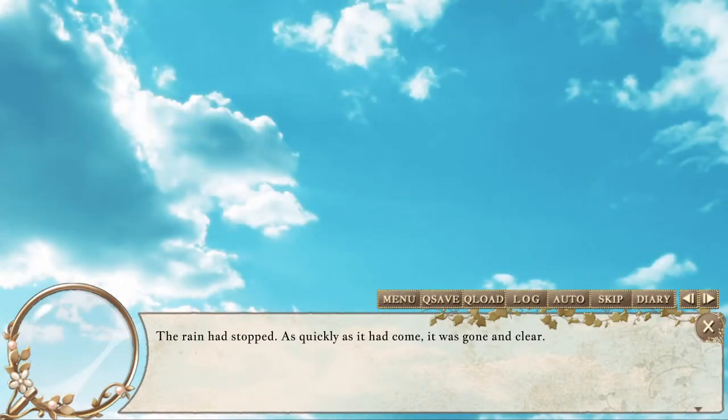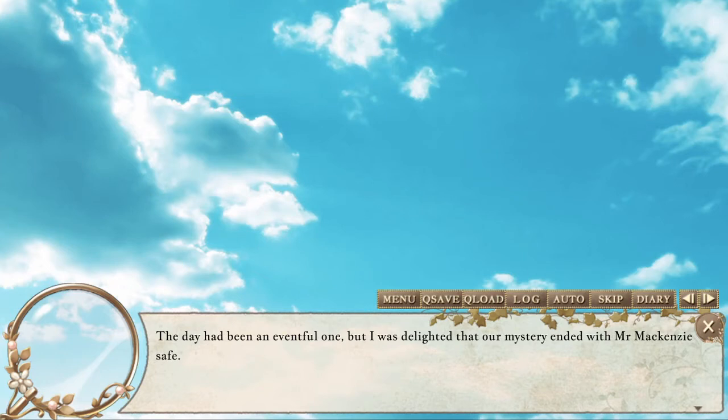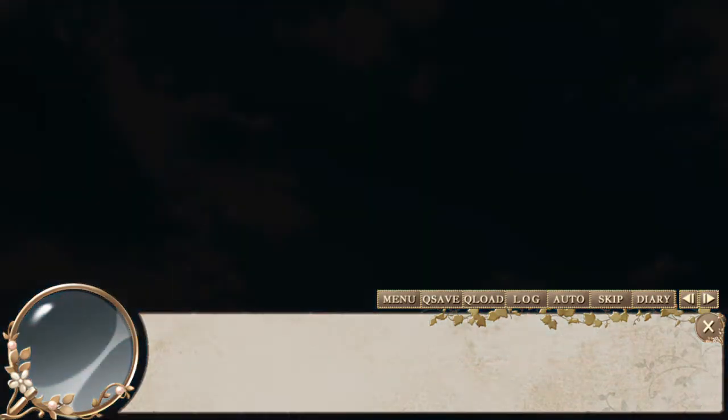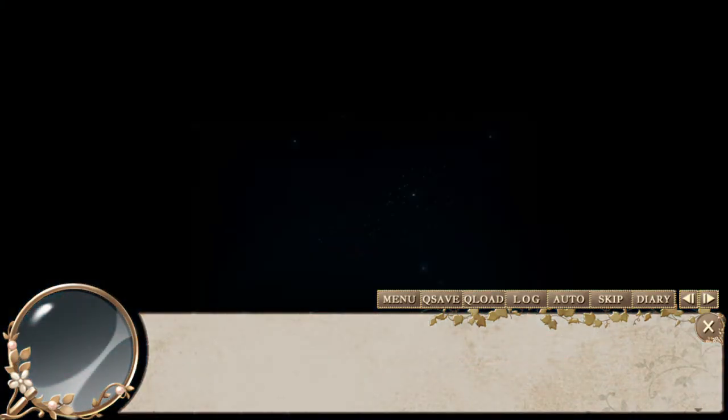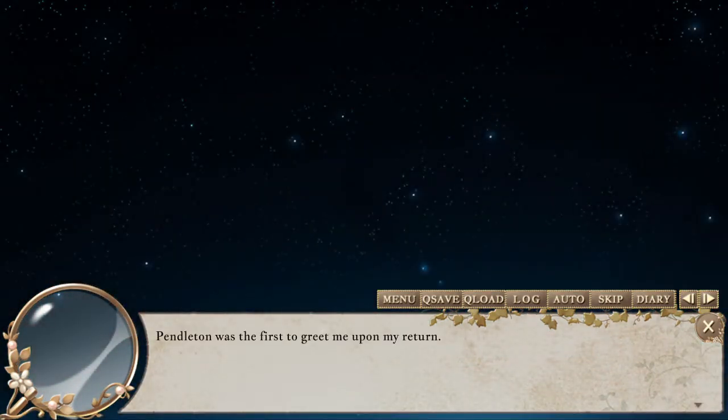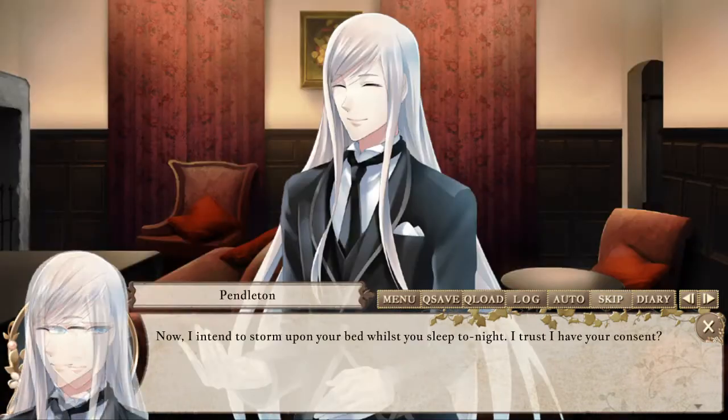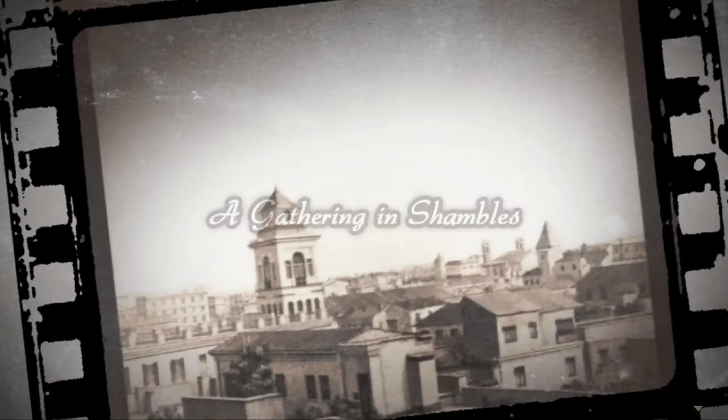The rain had stopped. As quickly as it had come, it was gone and clear. The day had been an eventful one, but I was delighted that our mystery ended with Mr. Mackenzie safe. Perhaps it was worth the anxiety to know we could come together as a class. Indeed. Hi, Pendleton. Good to see you. Don't ask me about boys, please. Alright. A gathering in shambles.